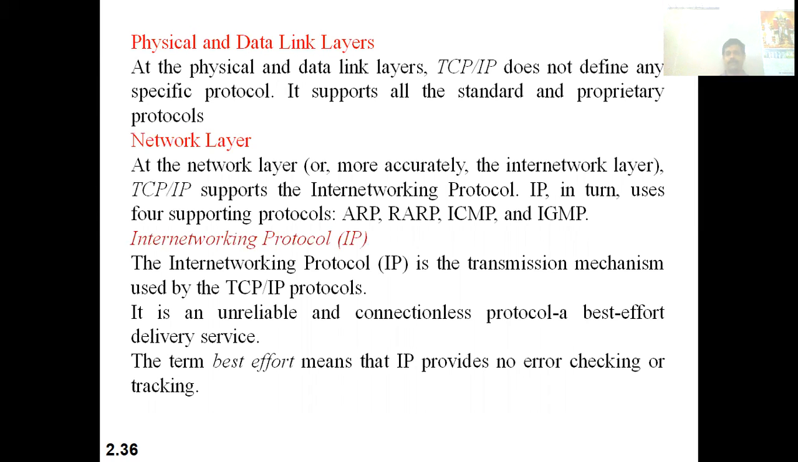Next one is the internetworking protocol. So the internetworking protocol is a transmission mechanism used by the TCP/IP protocols. It is an unreliable and connectionless protocol, a best effort delivery service. If it is possible, it will do its best. If not, if any congestion or anything happens, it will discard the packets. Okay, the term best effort means it provides no error checking or error tracking.